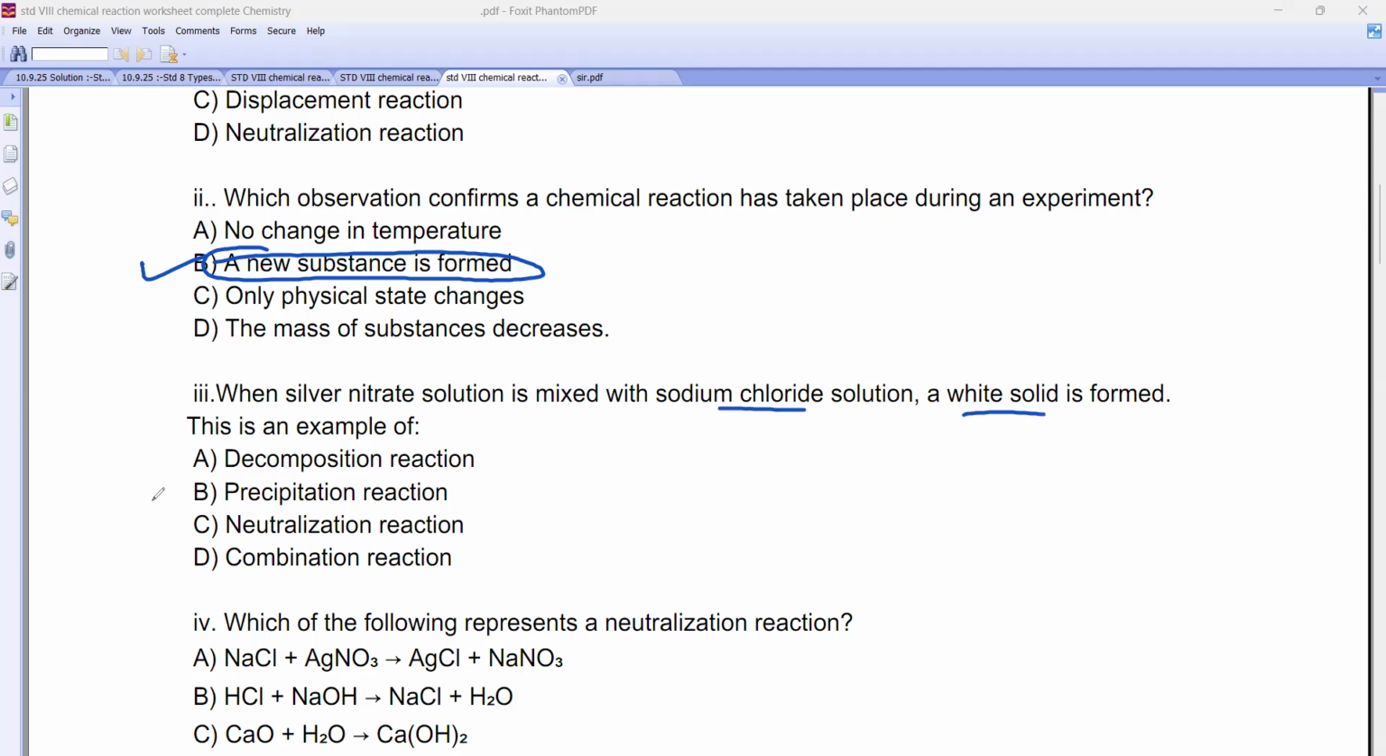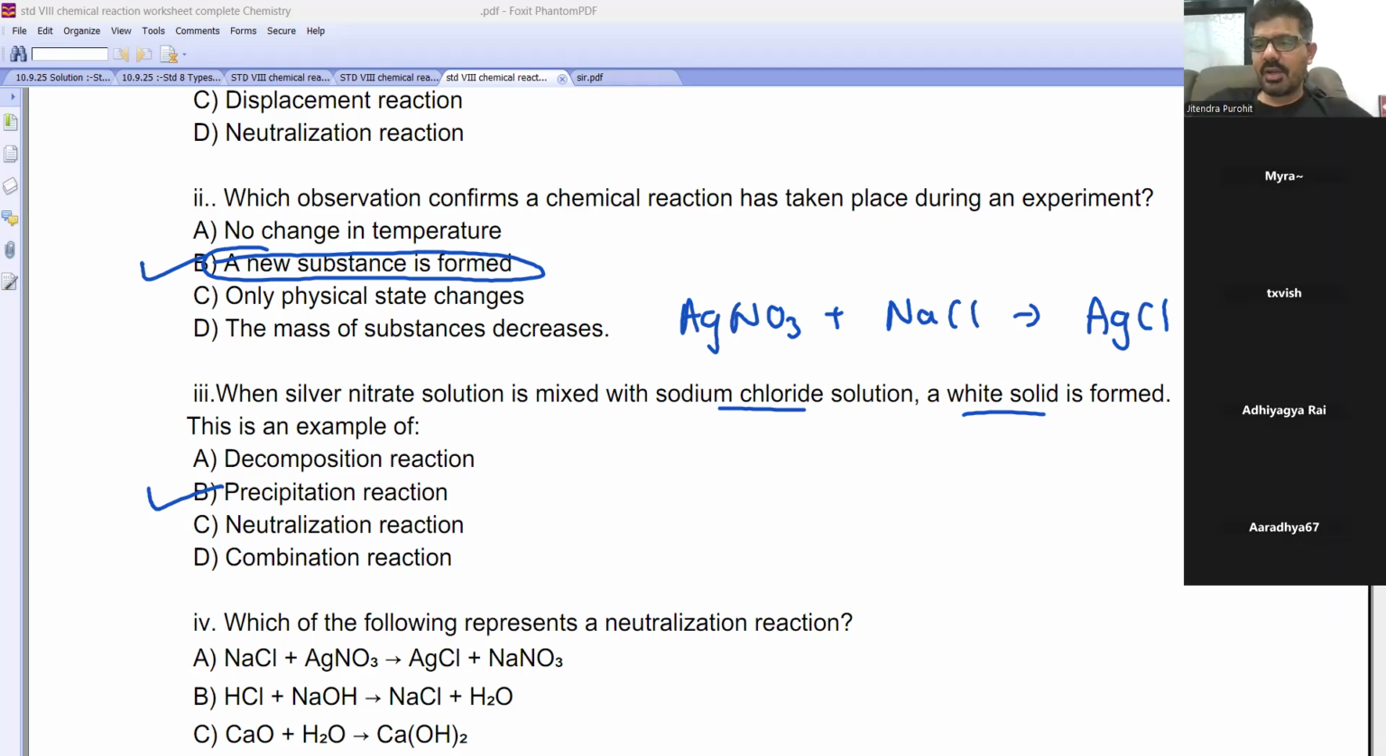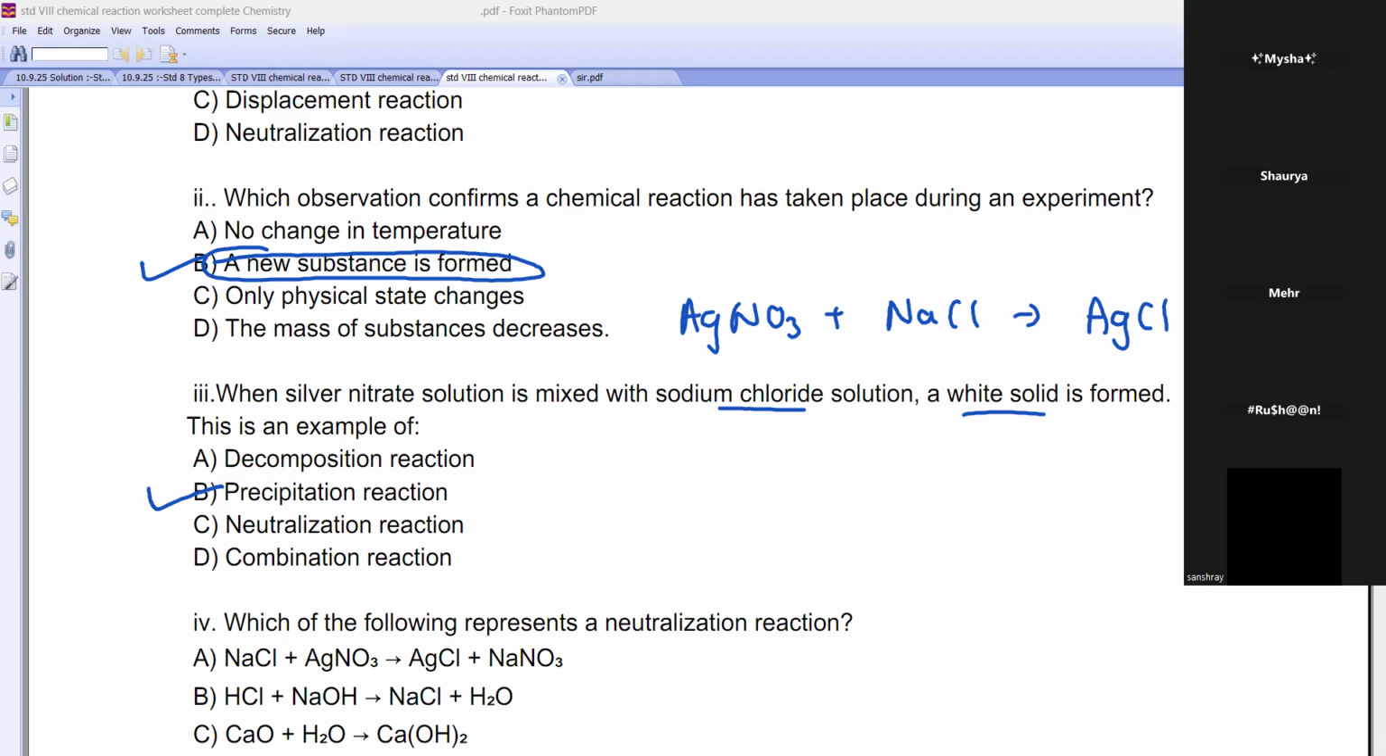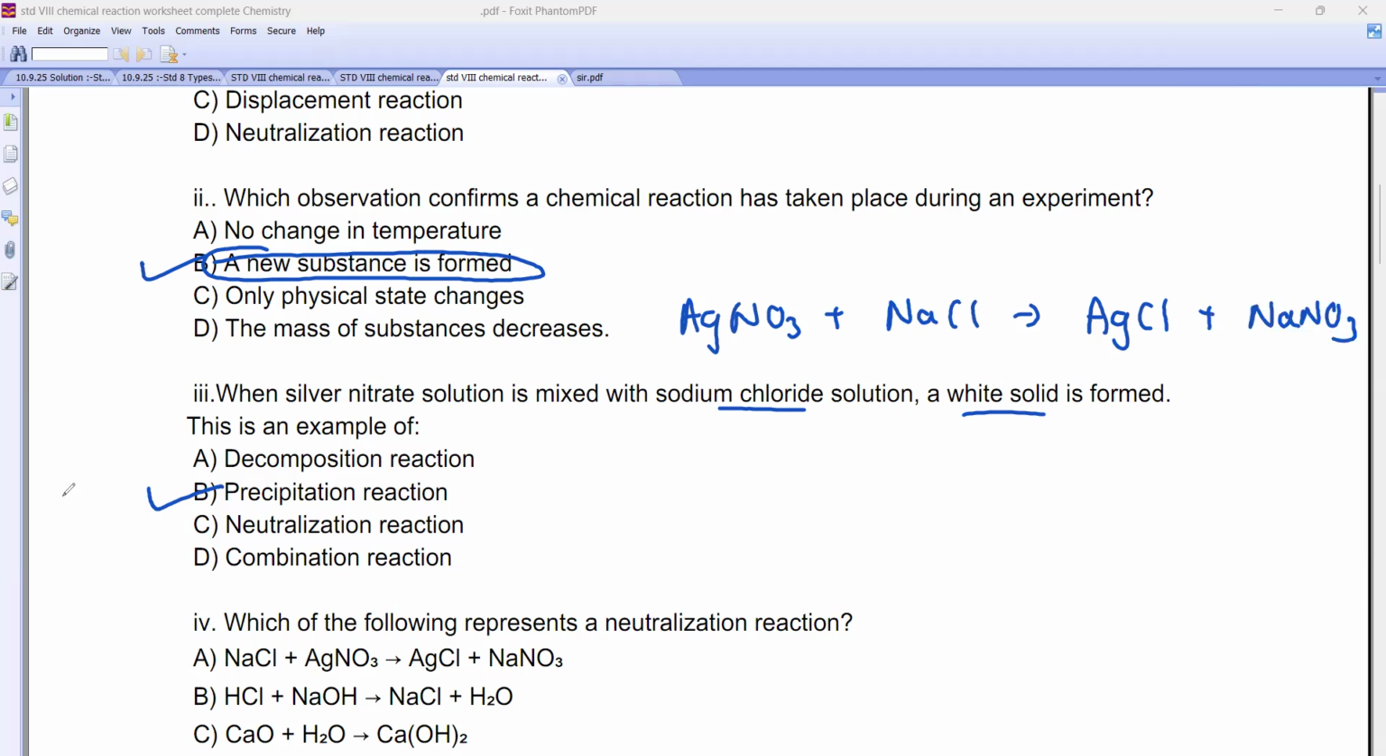So which reaction is it, beta? Precipitation. Remember, beta, we did this today so many times. If I take this, what am I going to get? AgCl plus NaNO3. I hope all of you are getting it or not. Tell me. I'm getting it.